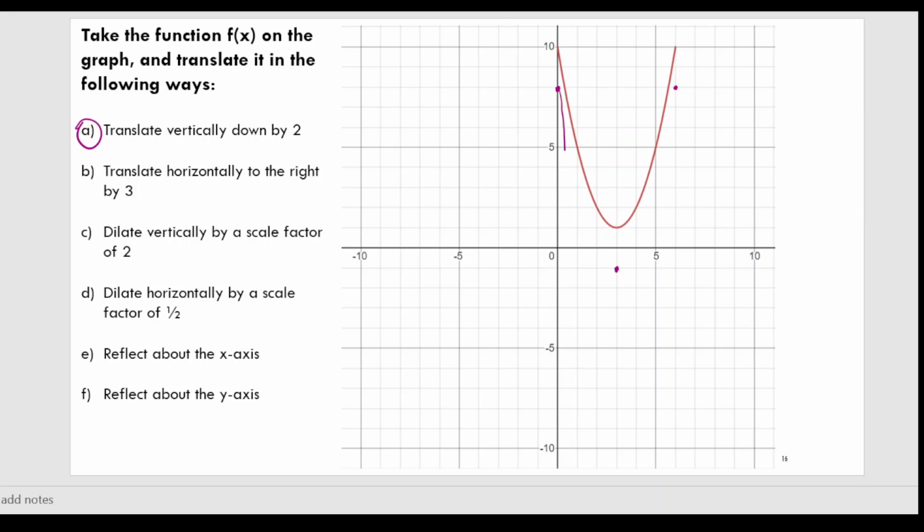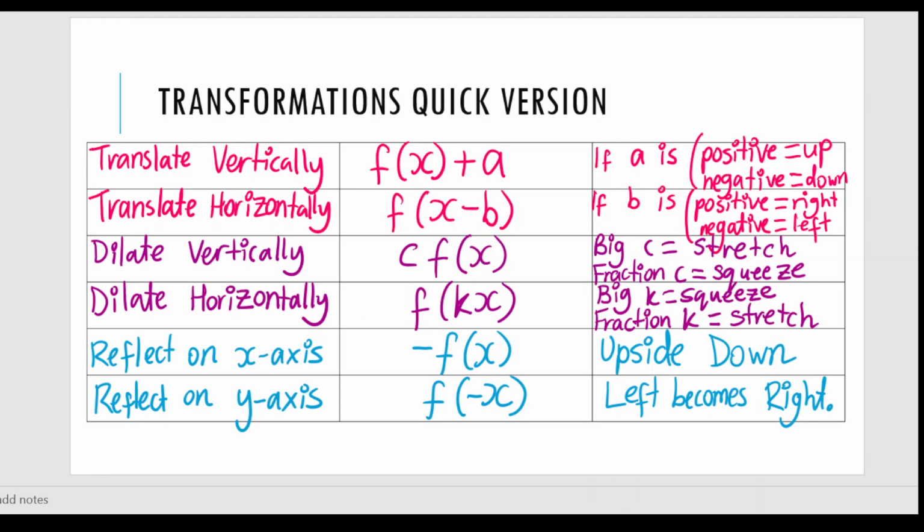I'm going to try my best to draw that. That's not too bad. So I've translated that vertically down by 2. If I was looking at the actual equation, I'd be translating it by f of x, and negative means down, so f of x take 2 is what I'm doing there.